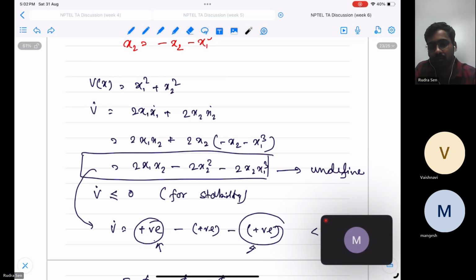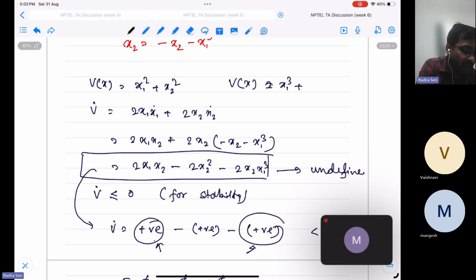The variables have to have even powers. Am I correct? Yes, the variable has to be raised to even powers, like x1 raised to 4, because you can't choose x1 cube plus x2 square. If you choose, let's say, V of x equals x1 cube plus x2 cube, then if x1 is negative, this one is negative. That means my condition is not satisfied. So this has to be a positive definite function.